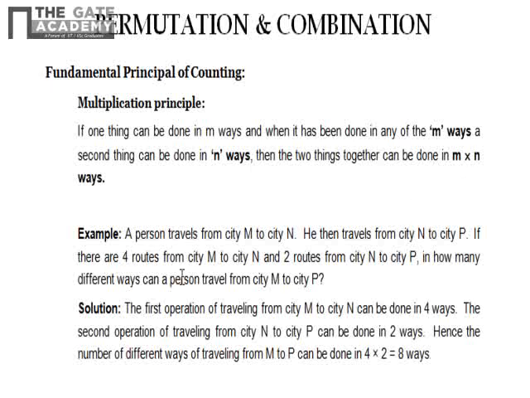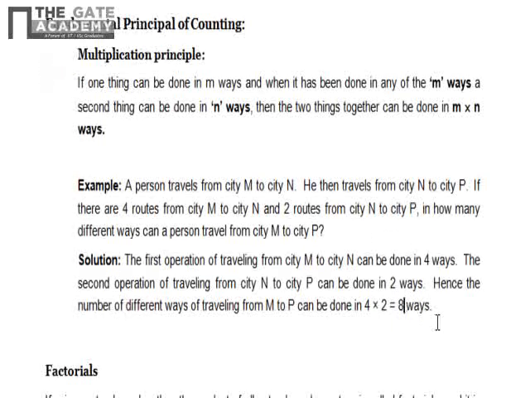A very simple example: suppose you want to travel from one place to another, and it involves one stop. Suppose from city m to city n, there are four routes. Now from n he wants to go to p, and there are only two routes. So in combination, the total number of routes we can take is 4 into 2, that is 8 ways.